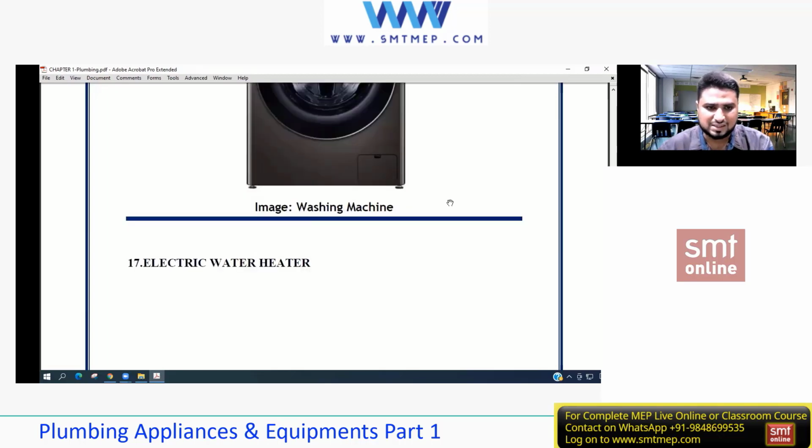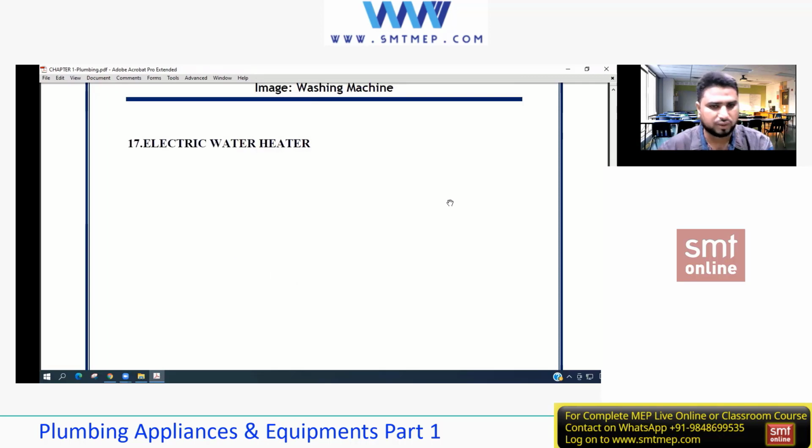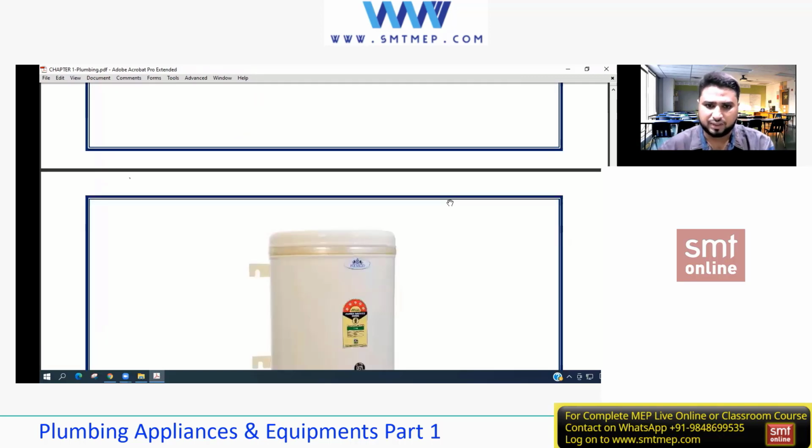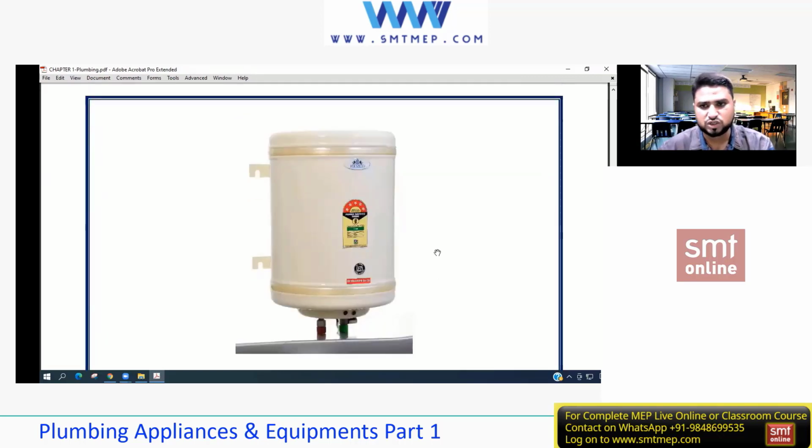Okay. Next is the electrical water heater. Again, this is also an appliance, but it gives heated water. So again, we need to find out, because it needs to be supplied with a certain amount of water. What would be the quantity of the water, and all this, we'll be seeing at the time of heater sizing and selection. Right now, no. I'm just trying to show you what things we are seeing over here right now. These are nothing but plumbing fixtures and appliances.